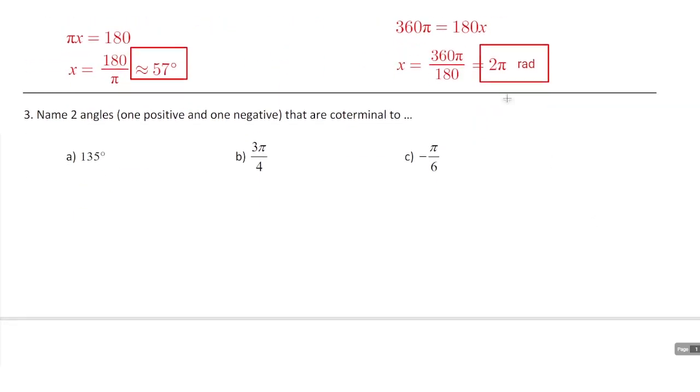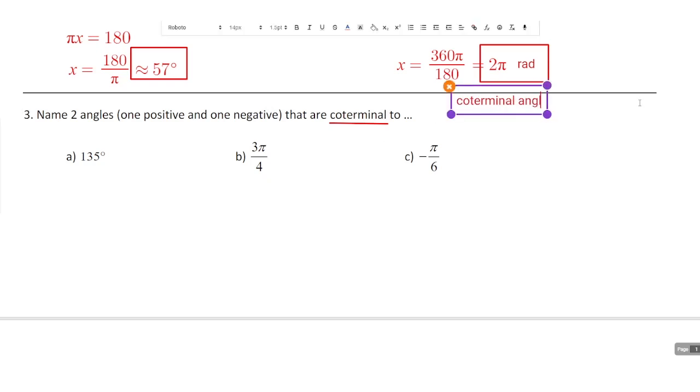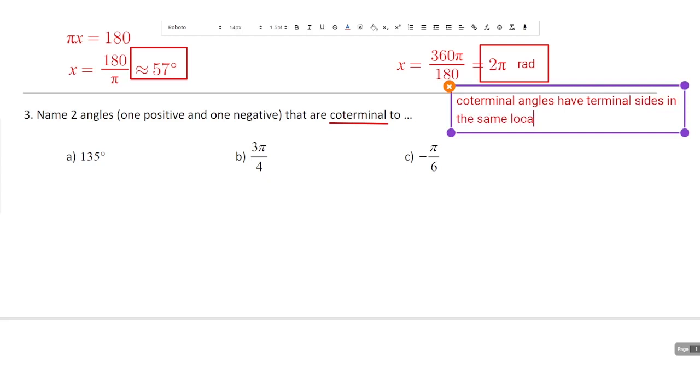Number 3, name 2 angles, one positive and one negative, that are coterminal. So coterminal angles are angles that have their terminal side in the same place. I'm just going to make a little note that coterminal angles have terminal sides in the same location. Now if they're in degrees, then you can find coterminal angles by either adding or subtracting some multiple of 180 degrees. So you can add 180, you could add 360.